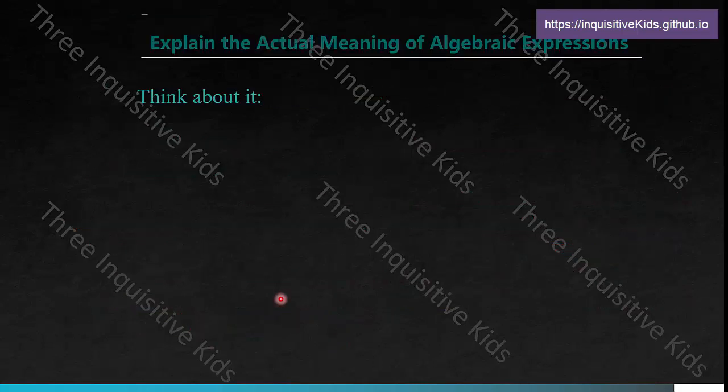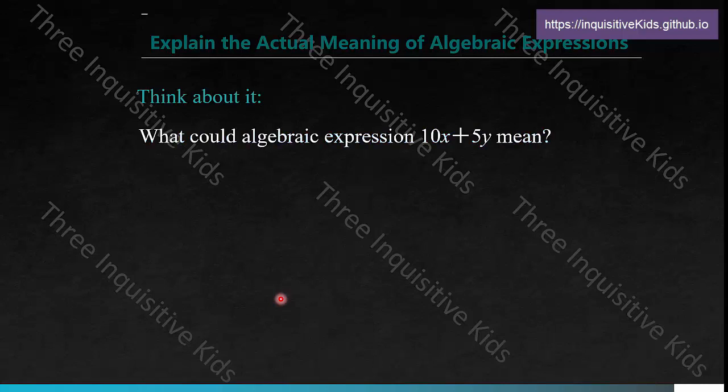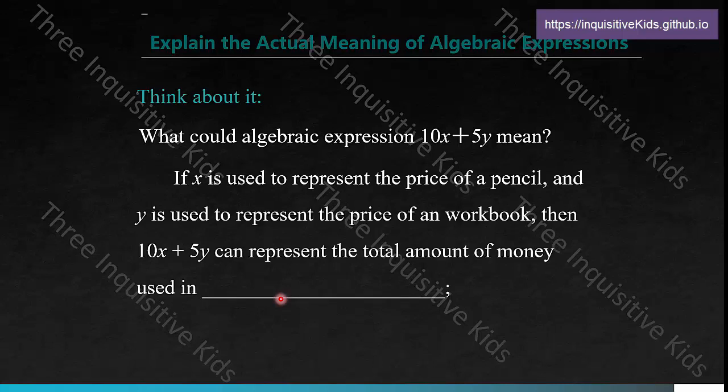Explain the actual meaning of algebraic expressions. Think about it. What could the algebraic expression 10x plus 5y mean? If x is used to represent the price of a pencil and y is used to represent the price of a workbook, then 10x plus 5y can represent the total amount of money used for 10 pencils and 5 workbooks.